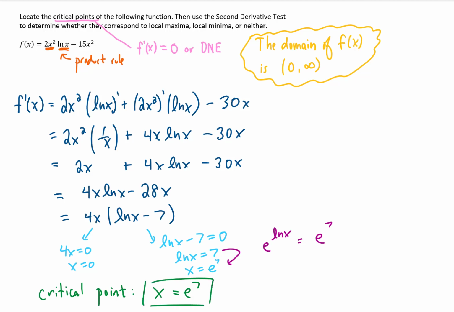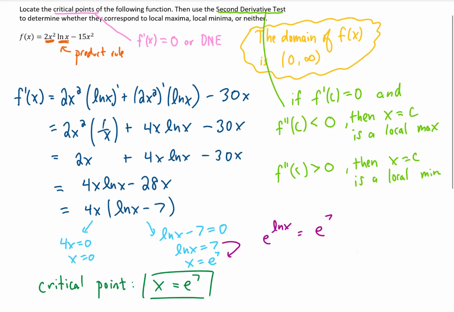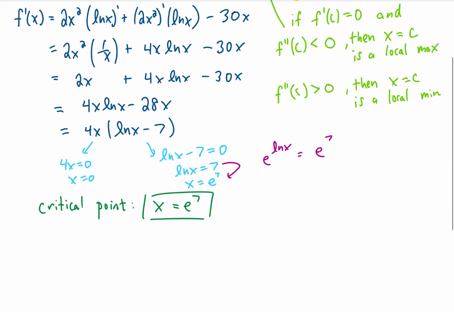Now we're asked to use the second derivative test to determine whether this critical point corresponds to a local max or a local min. Well, what the second derivative test says is this. If we have a critical point such that the first derivative at that critical point, which I'm calling c, equals 0, and our second derivative evaluated at that critical point is negative, then that critical point corresponds to a local maxima. However, if at this critical point the second derivative is positive, then that critical point corresponds to a local minimum.